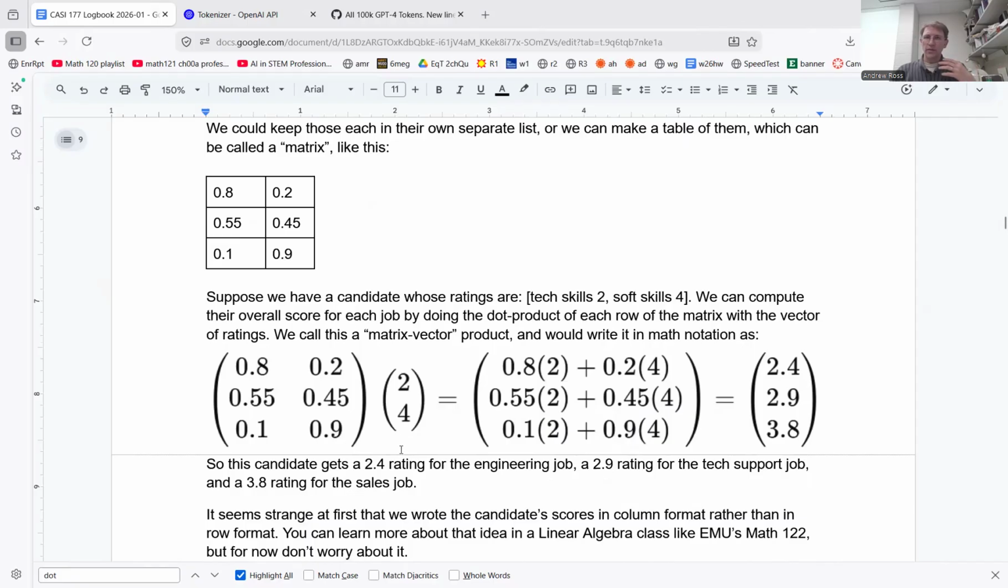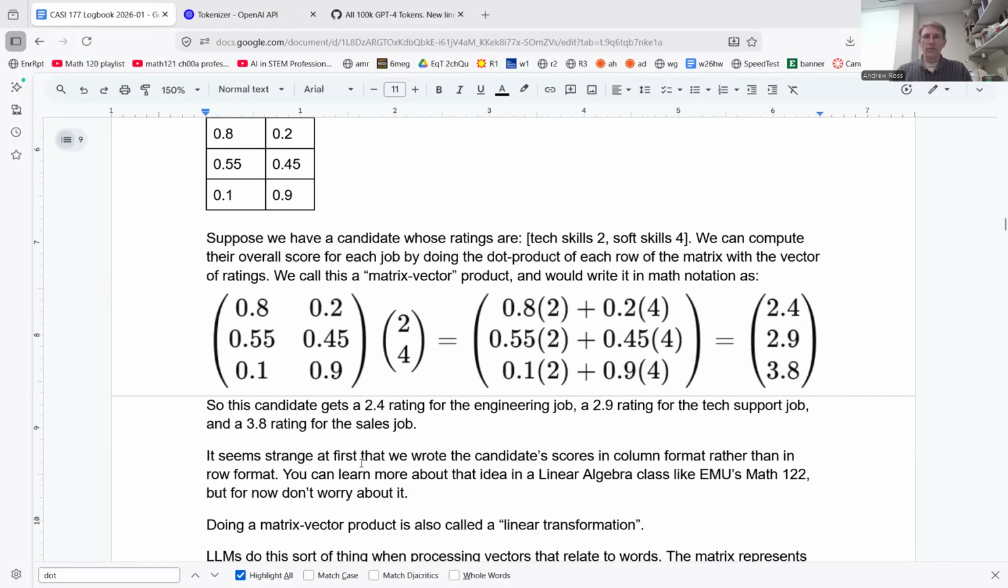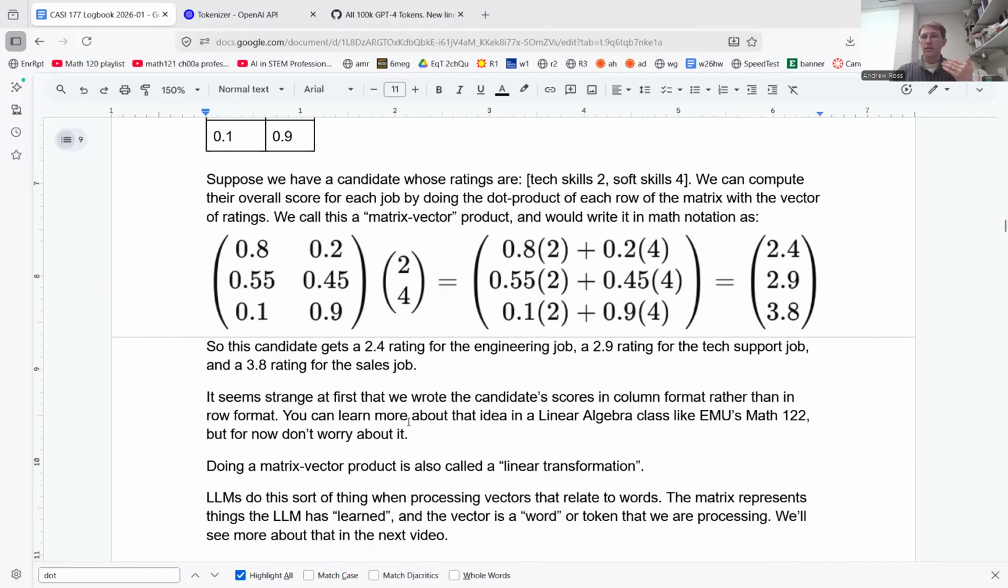It seems strange at first that we wrote the candidate scores in a column format rather than a row format. You can learn more about this idea in a linear algebra class like EMU's Math 122, but for now, don't worry about it. Doing a matrix vector product is also called a linear transformation. Large language models do this sort of thing when processing vectors that relate to words. The matrix represents the things that the LLM has learned, and they don't change as we go through the process of rating a candidate or whatever. And the vector is a word or a token that we're processing, and we'll see more about that in the next video.